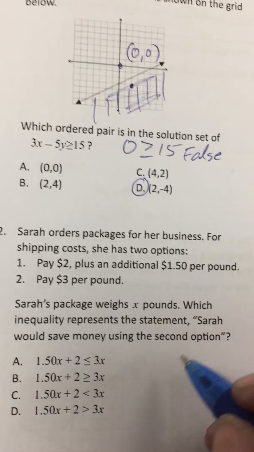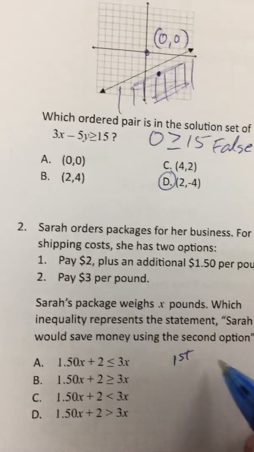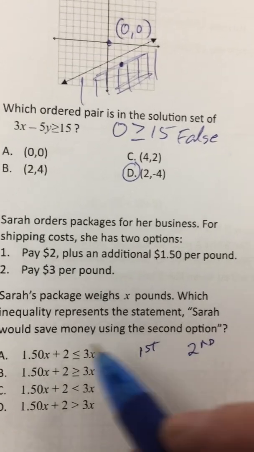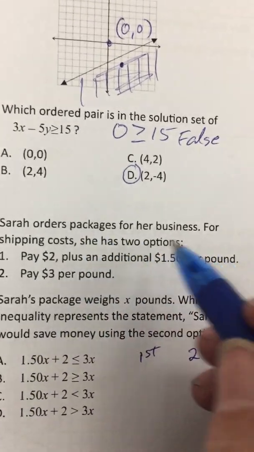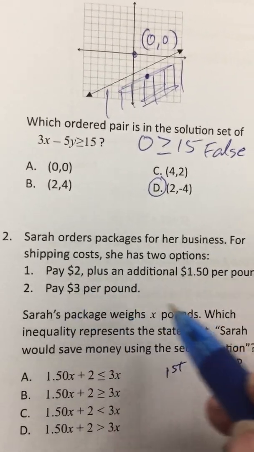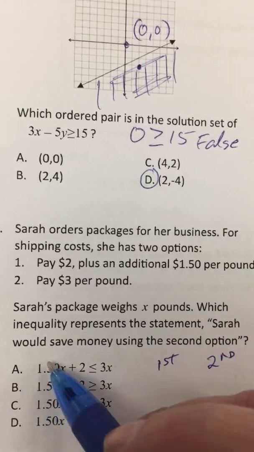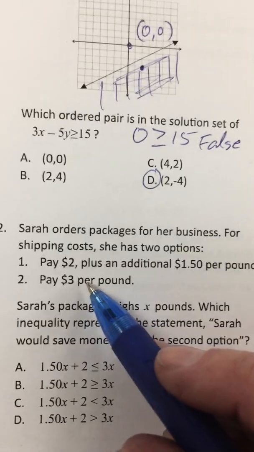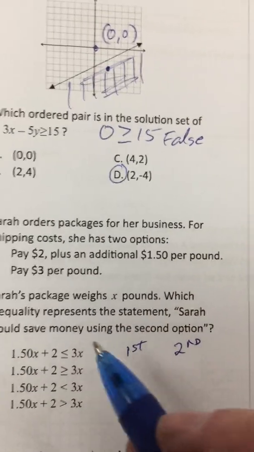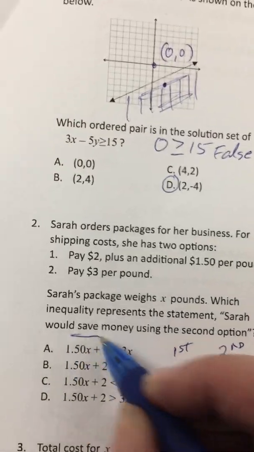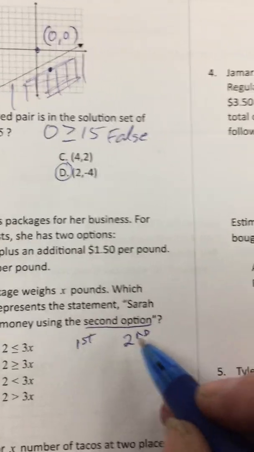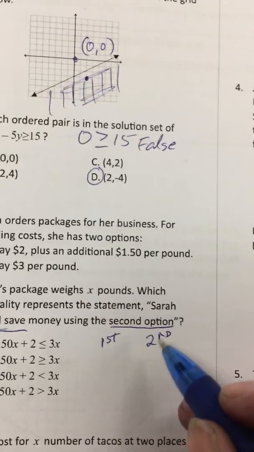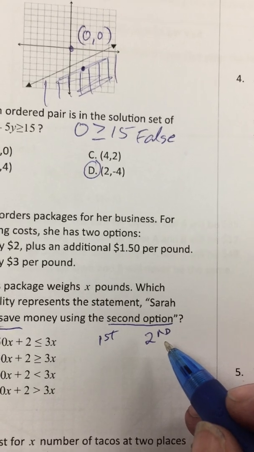Yes, I'm going to write down first option, and I'm going to write down second option. And the reason I did it in that order is it looks like the $1.50 is the first option, and the $3 is the second option. So they put the $1.50x, which is the first one, on the left, and they put the 3x, which is the second option, on the right. Now, she's going to save money using the second option. So I want this one to save me money. If I am saving money, should it be smaller or bigger?